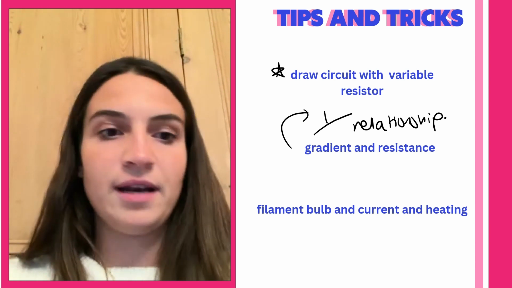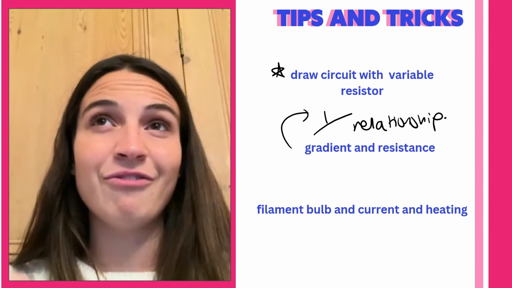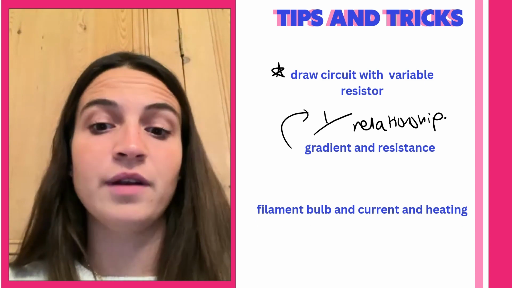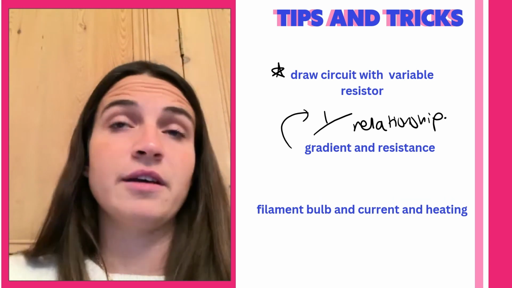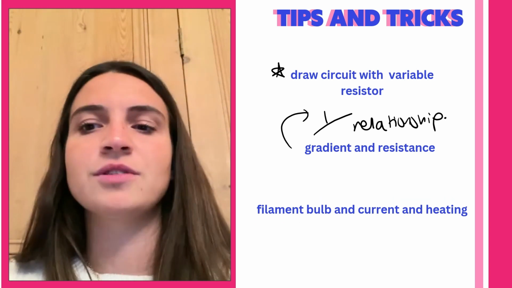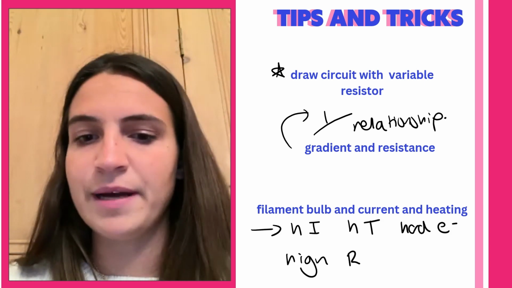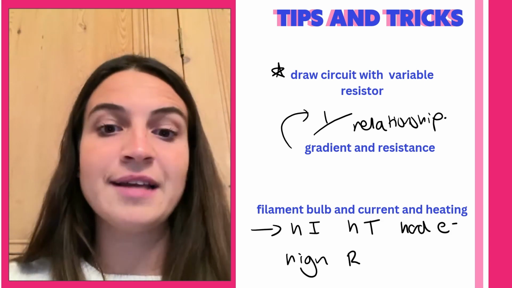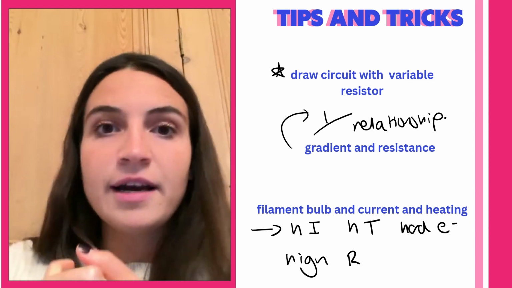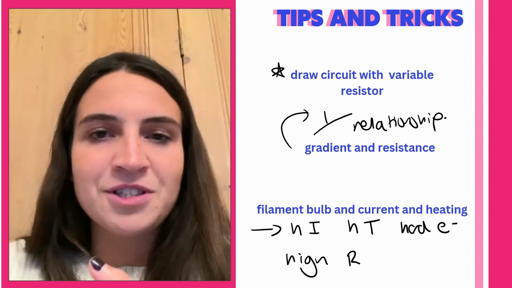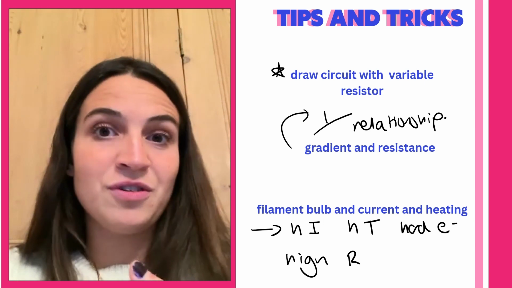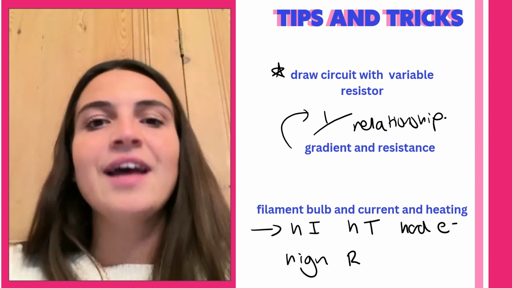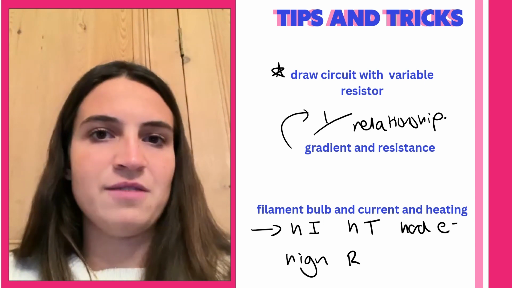Filament bulb, current and heating: I feel like this is quite a fixed answer that is worth learning, as to why high currents through things like filament bulbs or just metals increase the resistance of those metals. So break it down into points: high current means high temperatures, means your ions are vibrating more and the electrons find it harder to get through. So effectively, you've got that high resistance.